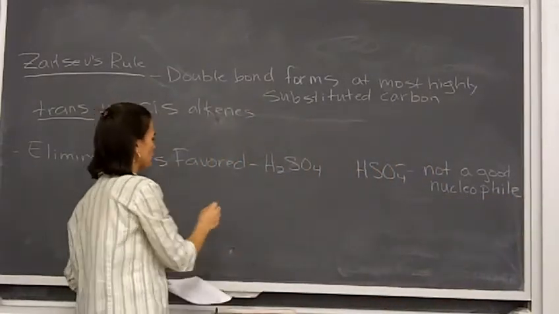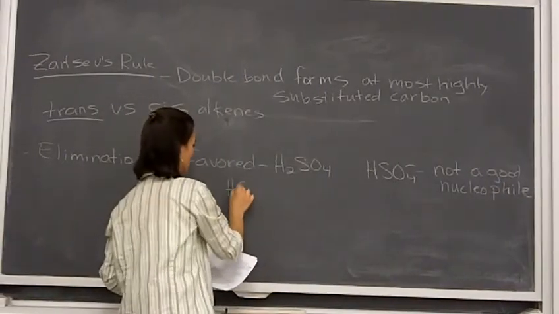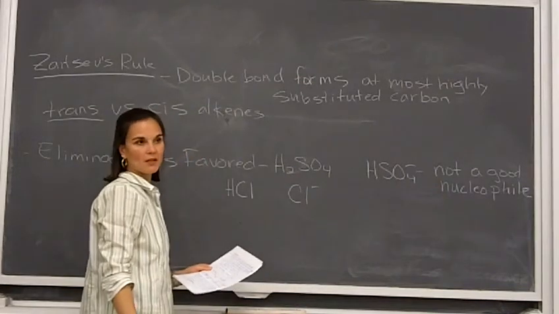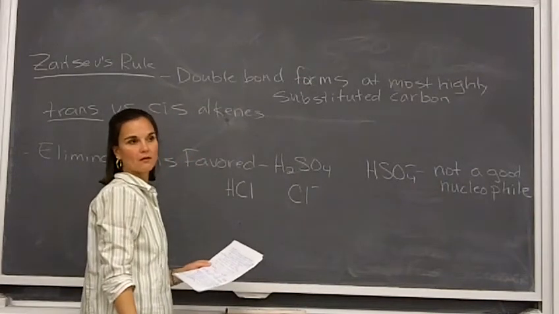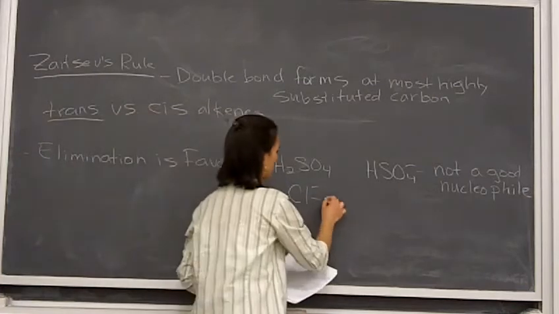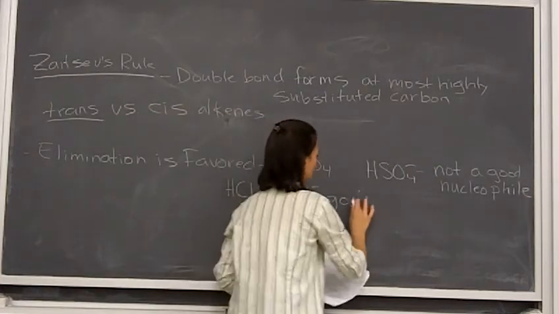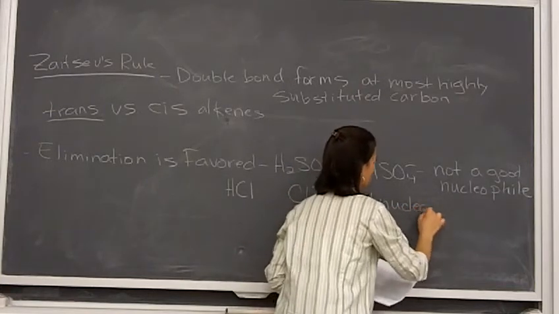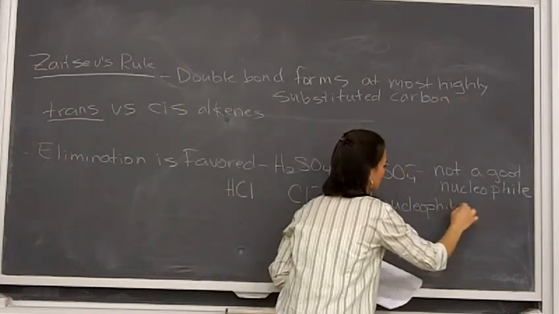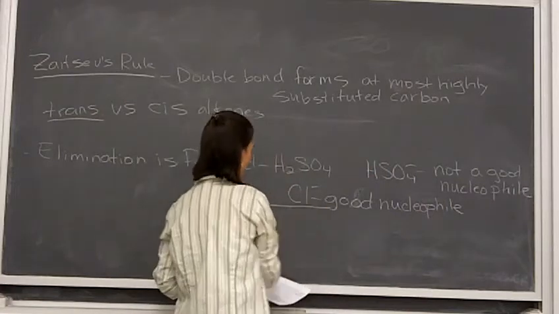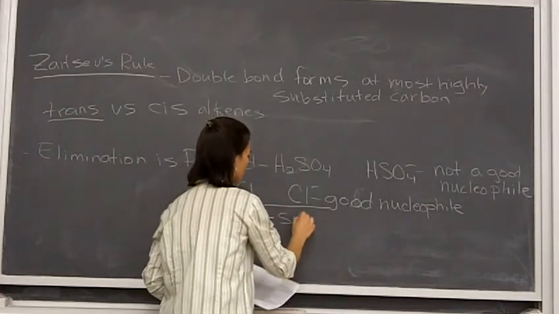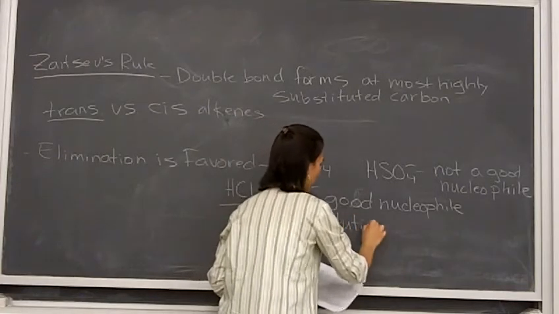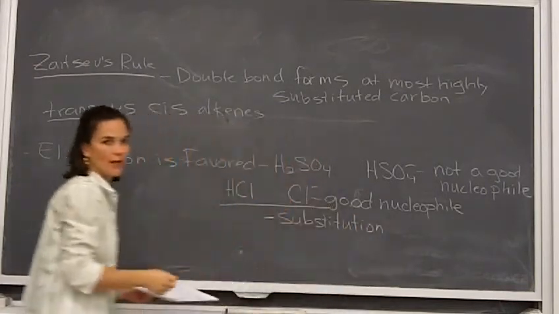And so if we use HCl, its conjugate base is Cl minus. Now what can you say about it being a good or bad nucleophile? It's a good nucleophile, right? So with this guy here, you would also get substitution besides elimination. So we don't use HCl for that reason. That's why we are using sulfuric acid, okay?